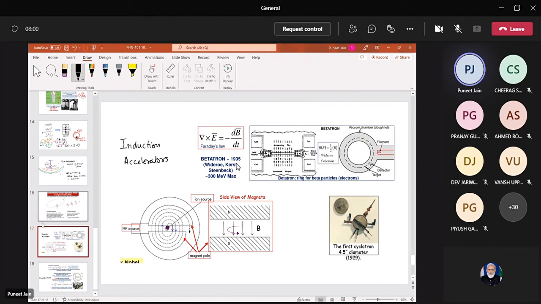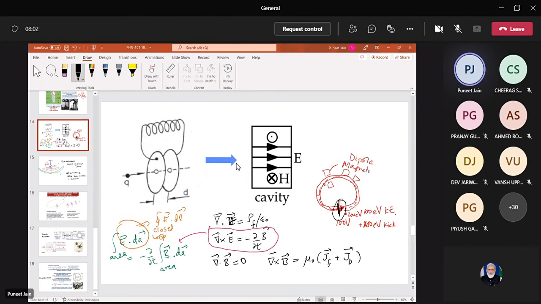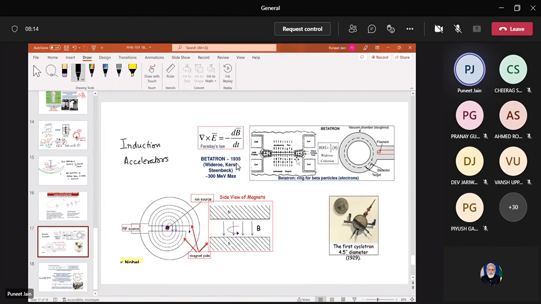All right, so based on this equation, you need to have something time-dependent. Either B is changing with time or area is changing with time, and that will give rise to an induced electric field. So this one is the induction accelerator. But if the area is changing and the magnetic field is not changing, then whatever you get is known as a cyclotron.